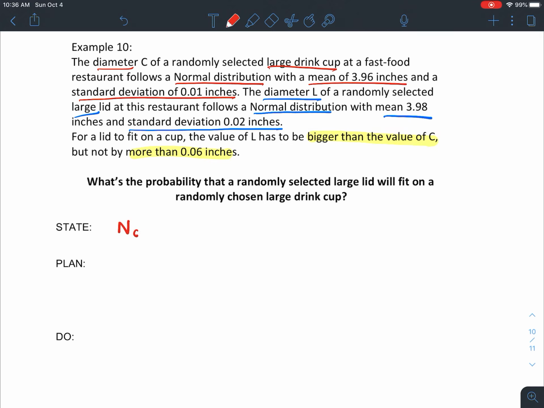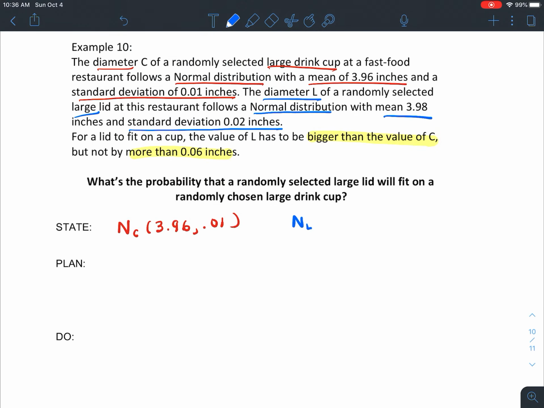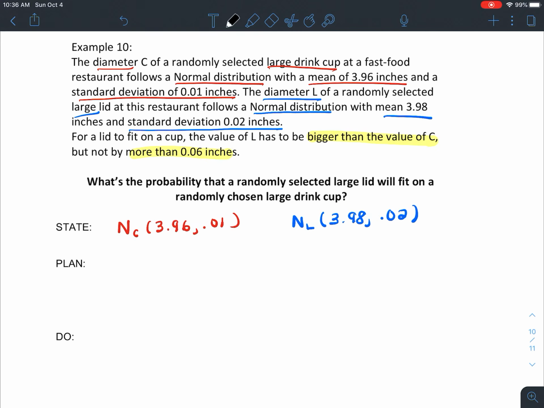So the question is, what is the probability that a randomly selected large lid will fit on a randomly chosen large drink cup? We're going to take that information that I underlined up above. We have 2 distributions, one for the diameter of a large cup, and one for the diameter of a large lid. So there is the state step. Let's look at what we're going to be finding here.